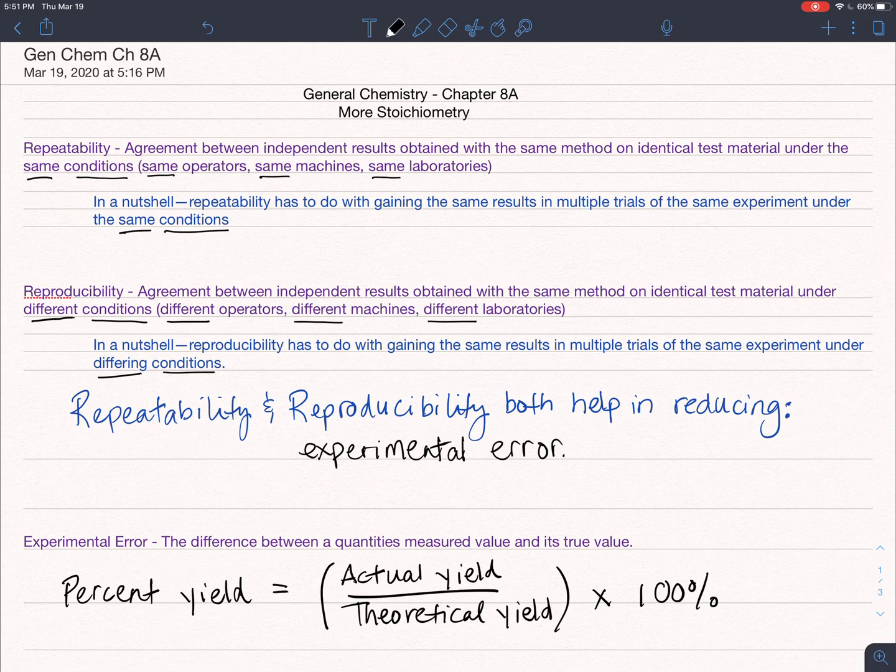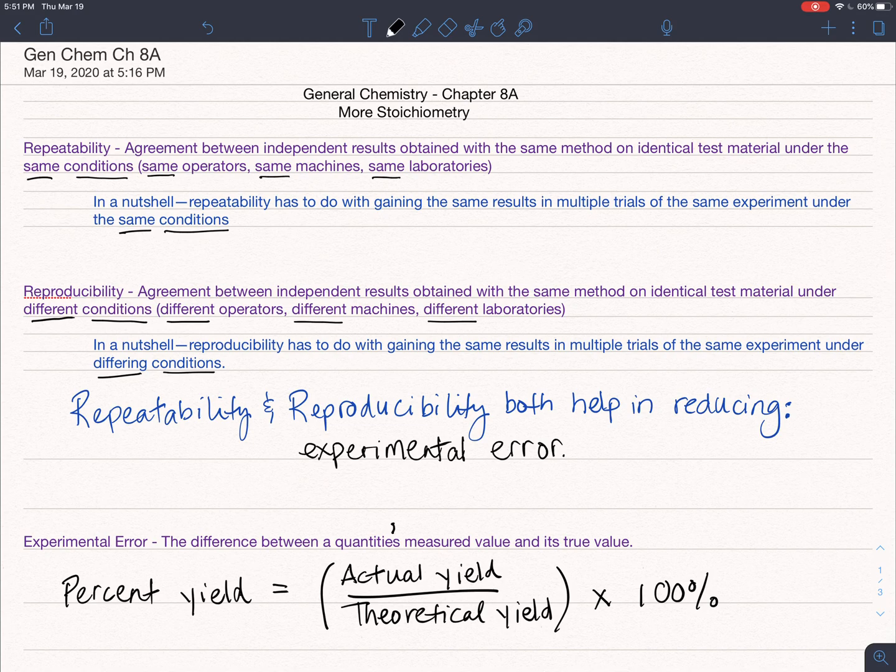Well, what is experimental error? Experimental error is the difference between a quantity's measured value and its true value. And obviously, anytime we're doing any kind of experiment, we want to have a measured value that is very close to its true value. We want to reduce experimental error. Now, another concept that ties in quite a bit with experimental error is that of percent yield. A percent yield has to do with comparing an actual value that we gain from a theoretical value.